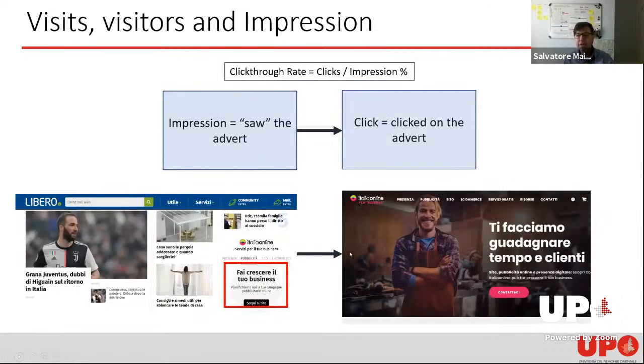And the first KPI in digital marketing is the click-through rate, CTR. So I'm a user. I got exposed to one impression here. I click on this banner and I go to the website. So one impression, I saw the ad, I click on the ad. Click is how many people click on the ad. And then the click-through rate is nothing else than the clicks divided by impressions, and it's a percentage.